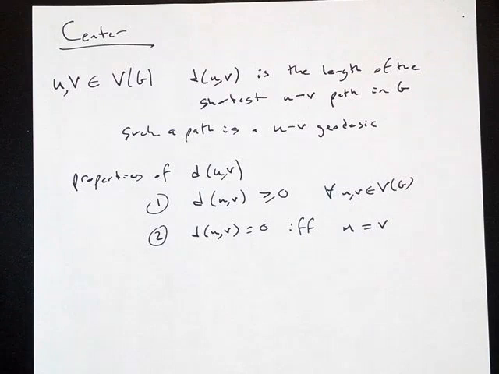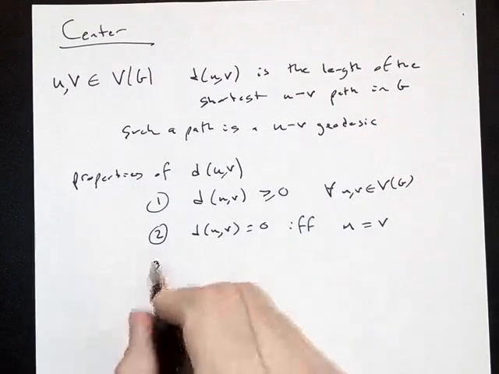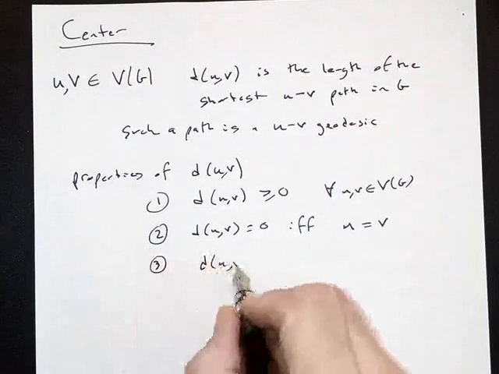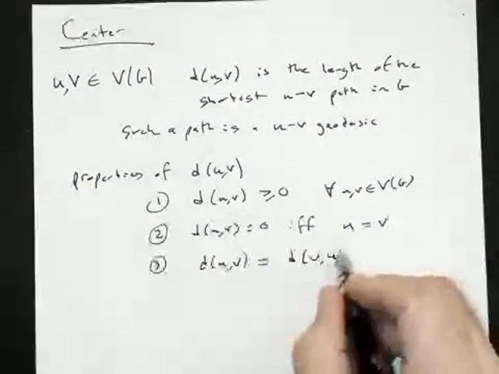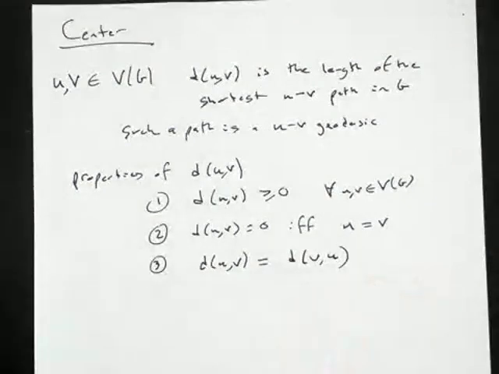Because this is not a digraph. In a digraph, we had that d with the arrow over it, we had directed distance, and then it might not be the same. But this is an undirected, a simple graph. If I can get there, I can get back across the same road. That's the same length, whether I'm going from u to v or v to u. So it's symmetric.